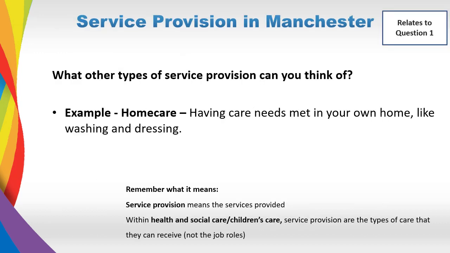So we're still relating to question 1 here. So part of your criteria is to look at your service provision in your local area. So we focused it on Manchester because you're all from Greater Manchester. So what other types of service provision can you think of? Remember my example was home care, so having your care needs met in your home, like washing and dressing. And remember that service provision means the services that are provided or the type of care that people receive. So what other types of service provision are there around Greater Manchester? So just have a think about that for a moment before you move on.